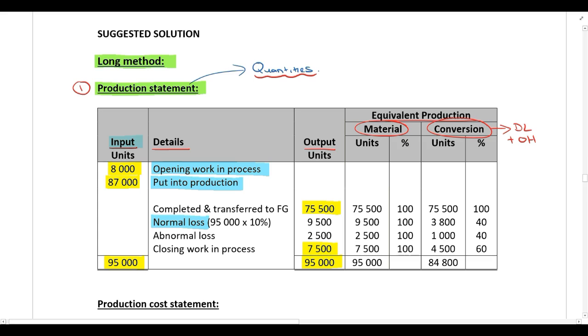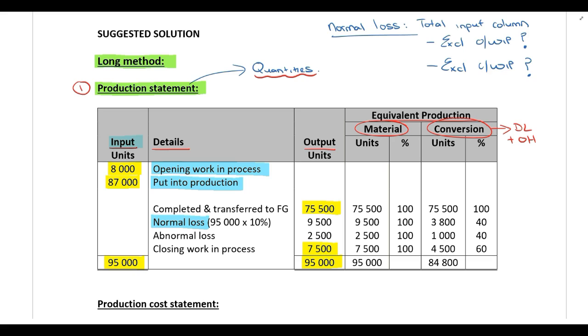This is what I want you to do when you're dealing with the normal loss. I want you to take the total of your input column, and then you're going to ask yourself two questions. Do I need to exclude opening work in process? And do I need to exclude closing work in process? So take the total of your input column. In this question, what's the total of my input column? 95,000 units.